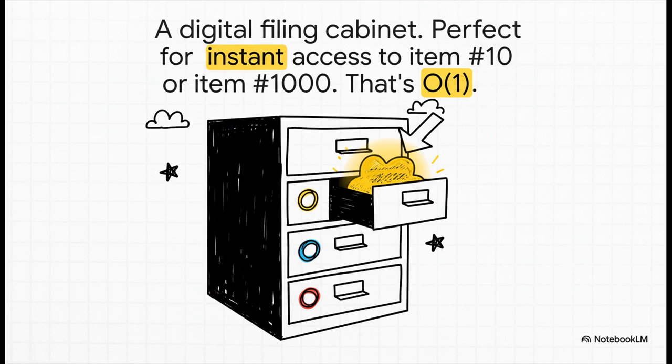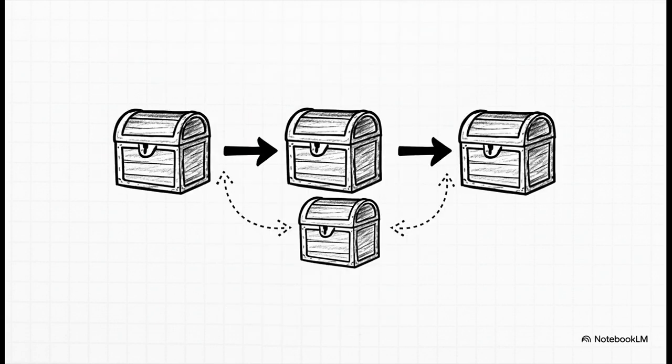Okay, let's kick things off with the one you've probably heard of, the array. The best way to think of an array is like a digital filing cabinet. Every slot has a number, an index. So if you need to get the item at position 10 or position 1000, you can just jump straight there. That's that beautiful O(1) access we were talking about. It's just instant.